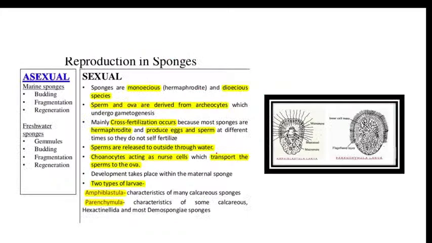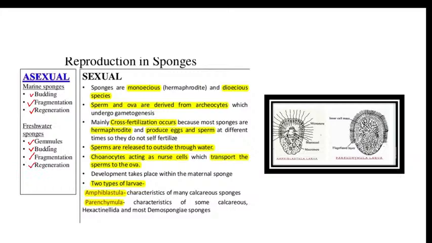So coming to the reproduction in sponges, the marine sponges reproduce by budding, fragmentation and regeneration. Then freshwater sponges reproduce by formation of gemmules. Gemmules are flask-shaped structures which have archaeocytes inside and an opening called the micropyle. Then they reproduce by budding, fragmentation and regeneration.